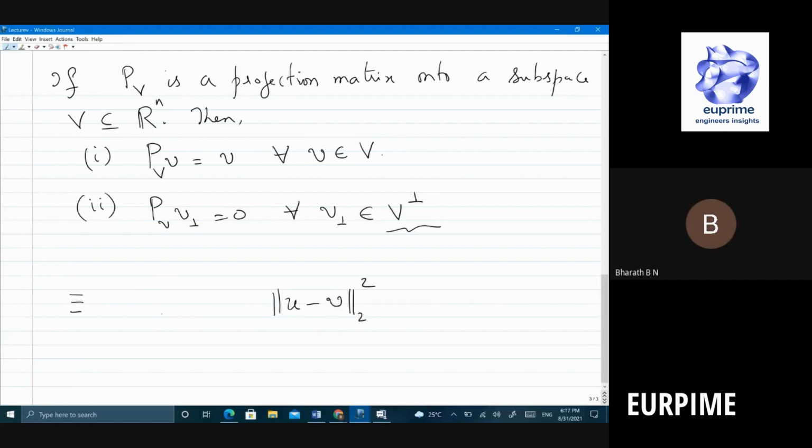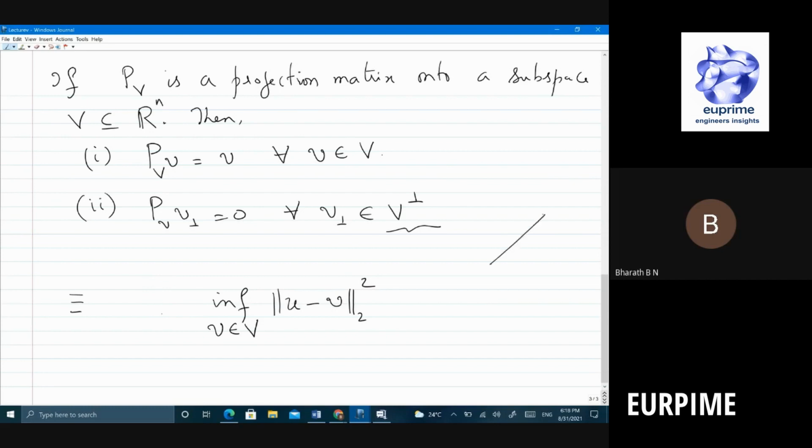The distance is minimized. So I want to take U and project it onto a subspace V. That means I want to pick a vector v in V such that this distance is minimum. So what should I do? Infimum over all v in V. This infimum will give me the projection. In fact, it will give me the projection length.